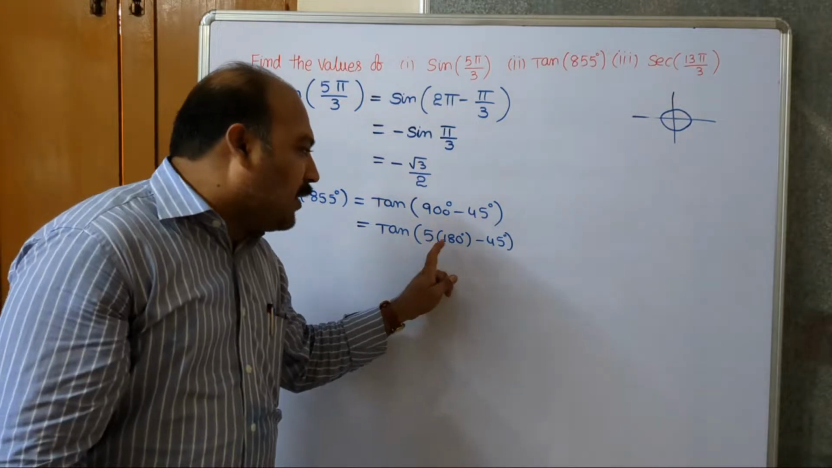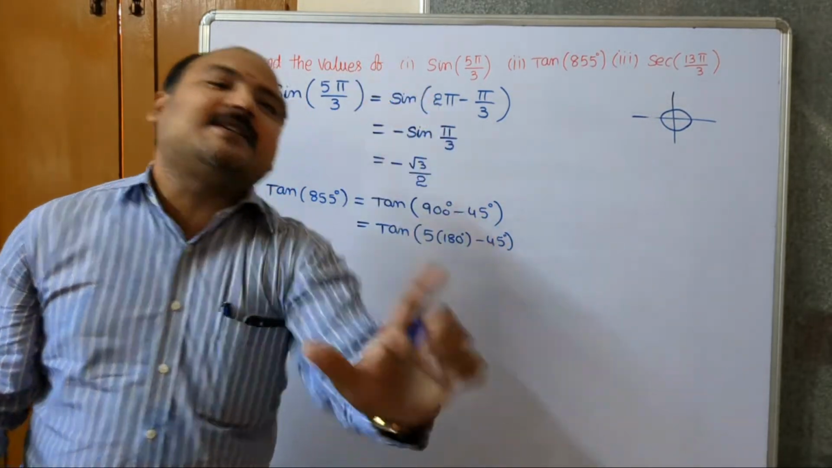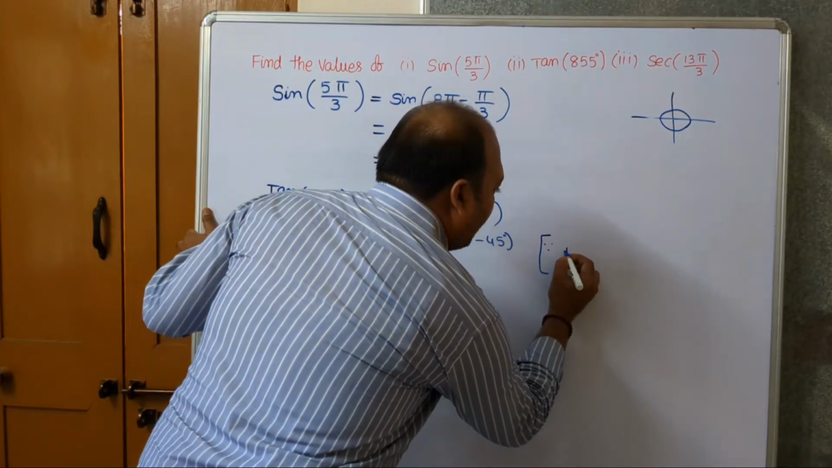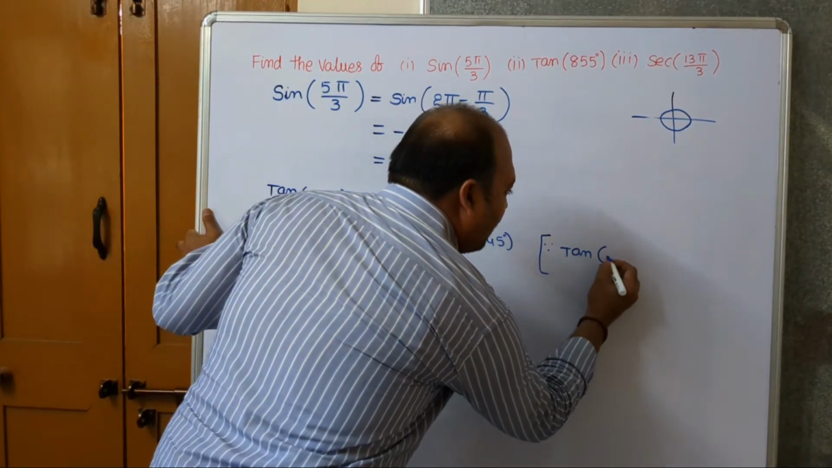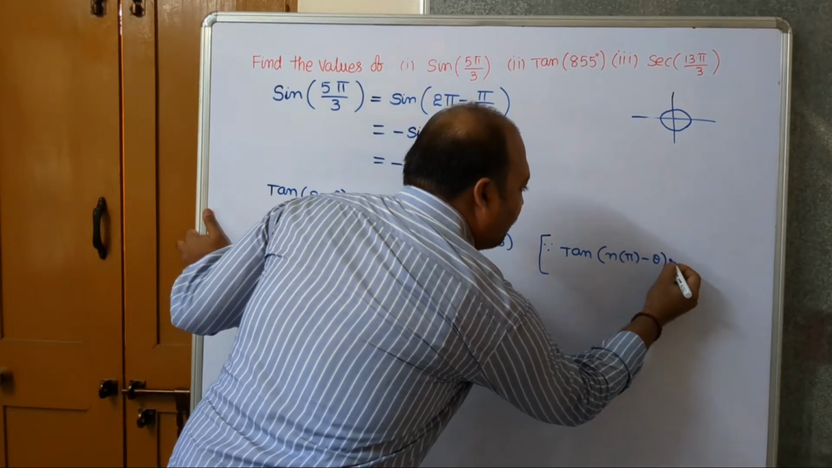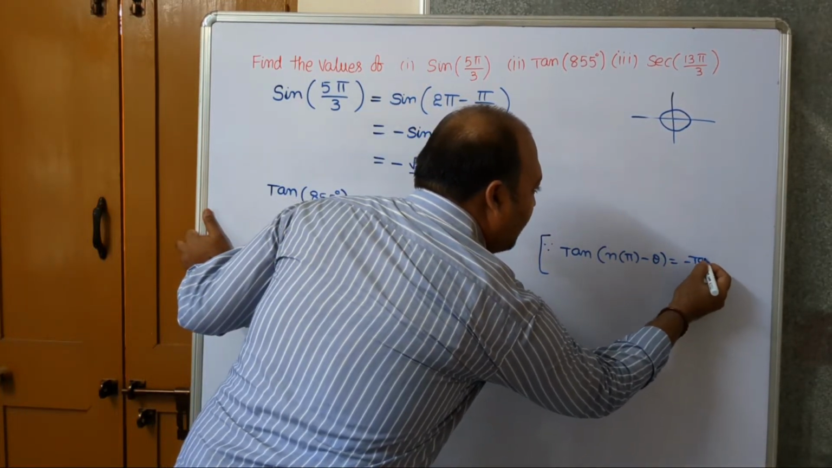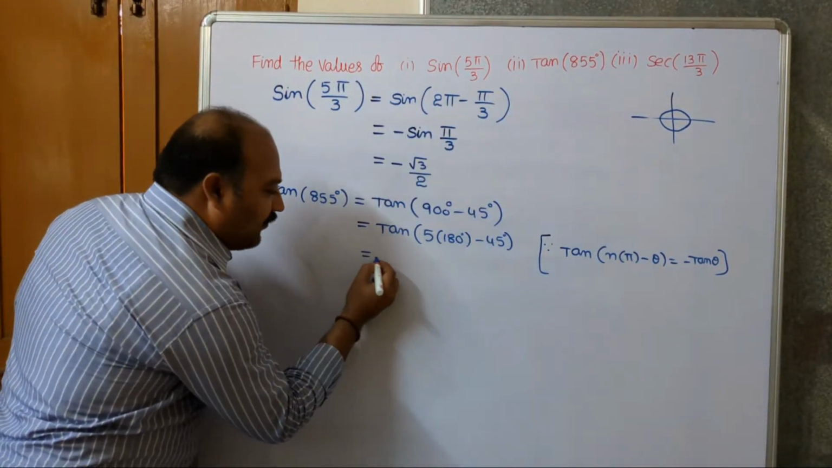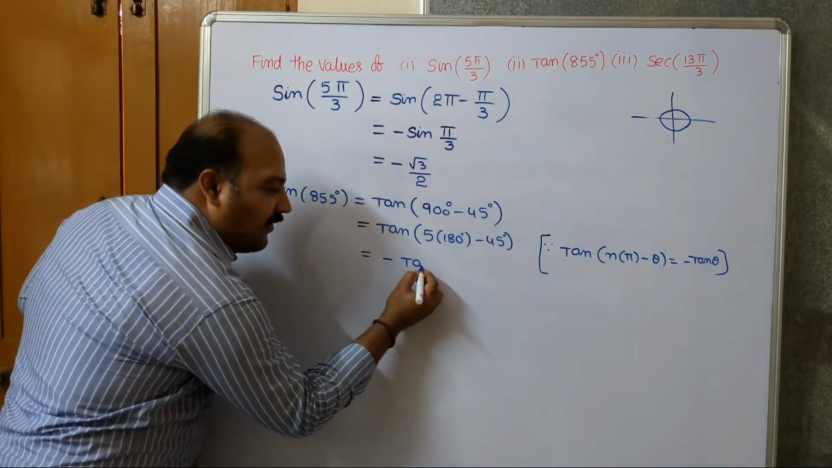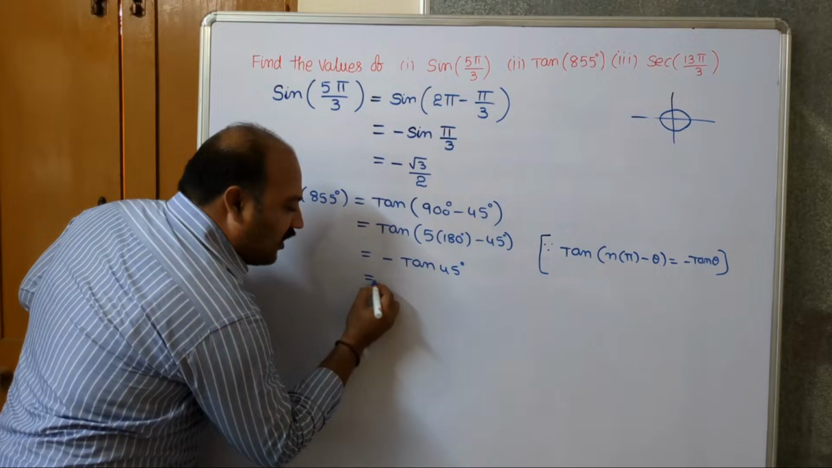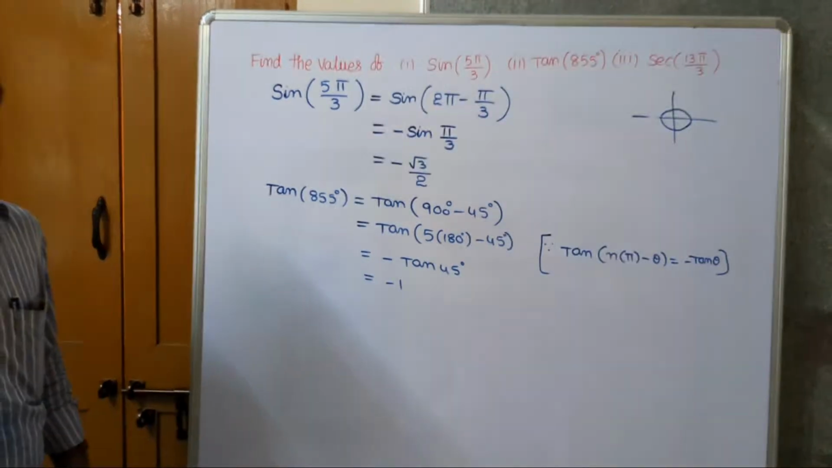Tan of n pi minus theta is minus tan theta. We have the formula. Tan of n pi means 180. That is equal to minus tan theta. So what can we write here? Minus tan theta, the value is what? 45. So tan 45 value is 1. So minus 1. I hope everyone got it.